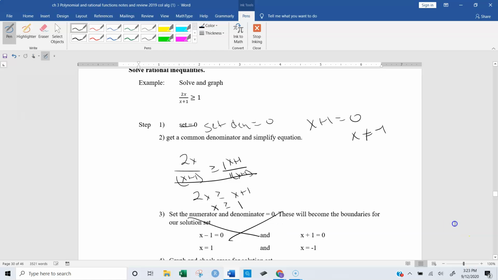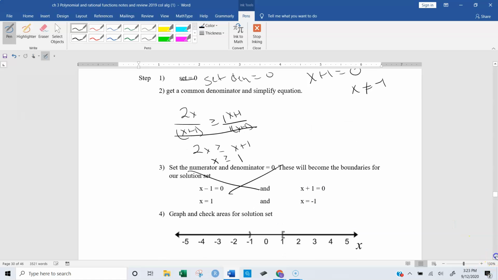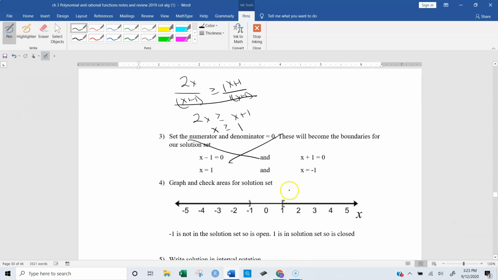We can ignore this step. So now I've got -1 and 1 on my number line. I need to check areas in each solution set. So I'm going to pick -2, 0, and 2. And we plug them back into the original equation. And the original equation is, let's write it over here so we can see it. 2x over x plus 1, is this greater than or equal to 1?